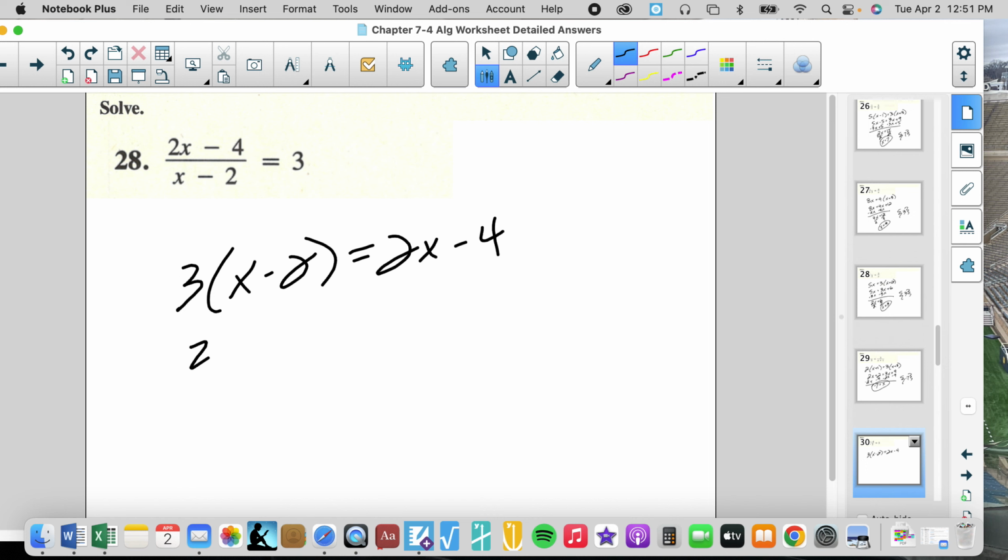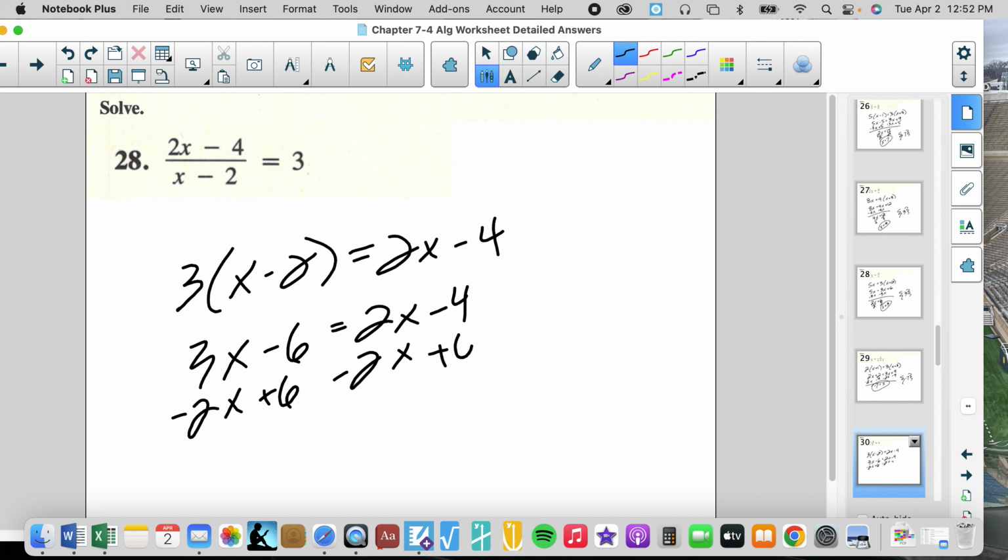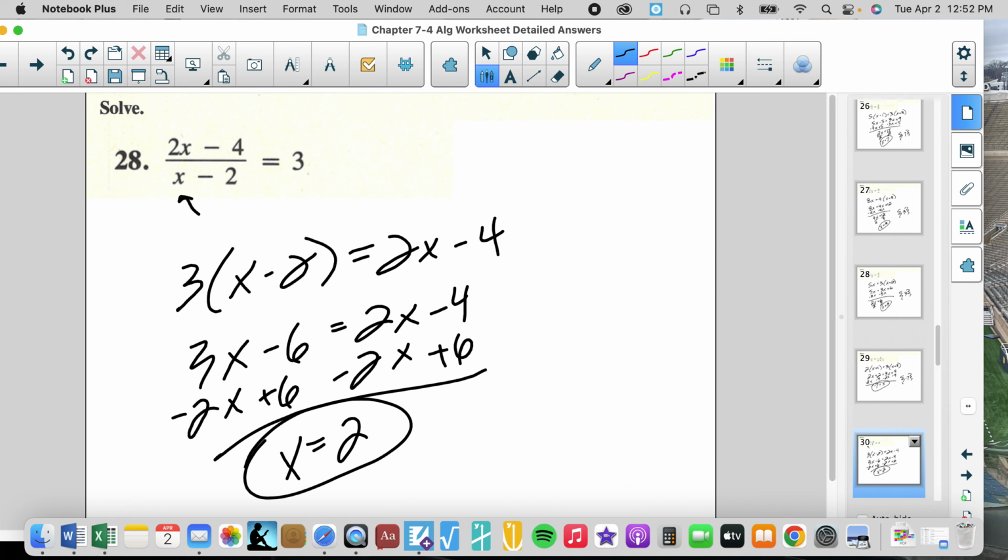Ooh, this will be a good one, I think. 3x minus 6, maybe? Minus 2x plus 6. We get x equals 2. Yes! How did I know? Now, if we plug in 2 to here, we get 2 minus 2, which gives us 0, and that cannot work. So our answer here is no solution.